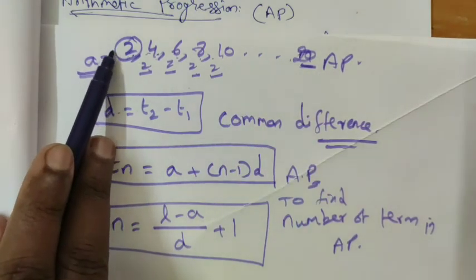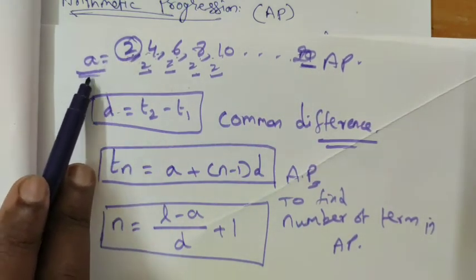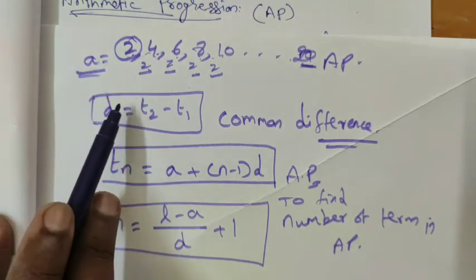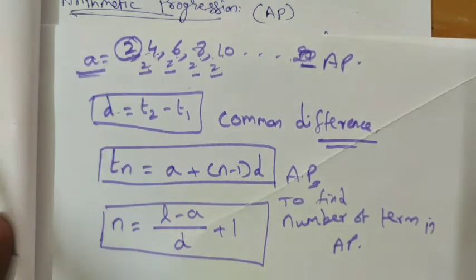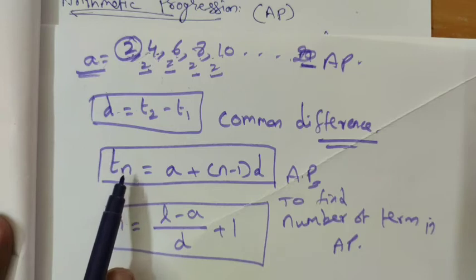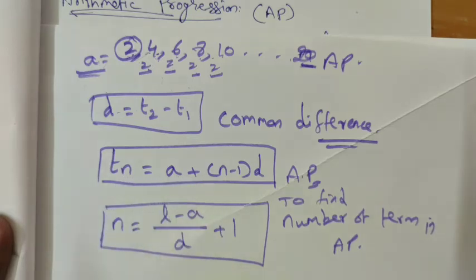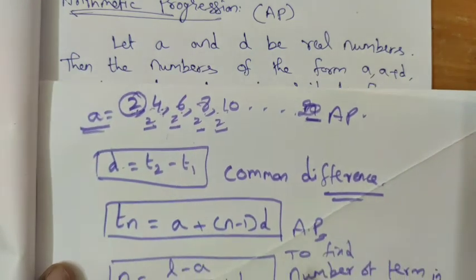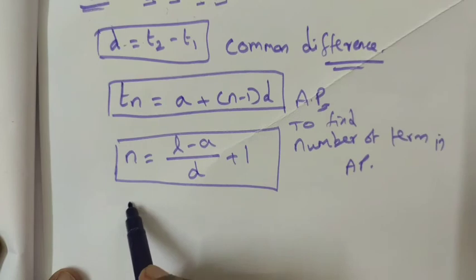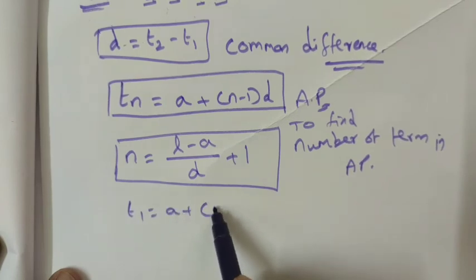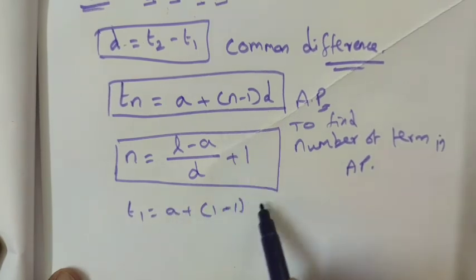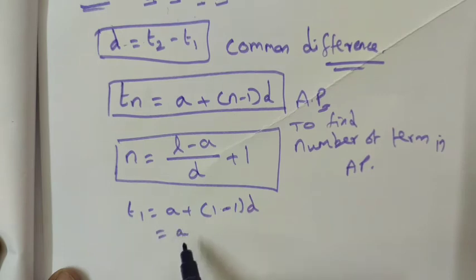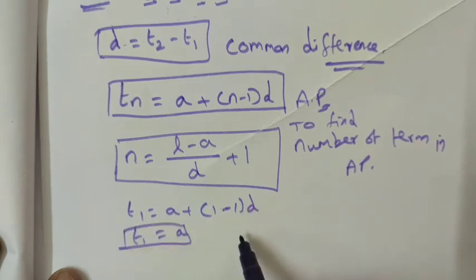The first term is always called A, and D is the common difference, T2 minus T1. The general term of an AP is Tn is equal to A plus (n minus 1) into D. By using this, the terms take the form A, A plus D, A plus 2D. So the first term T1 is equal to A plus (1 minus 1) into D. 1 minus 1 is 0, and 0 into D is 0. So the first term is always A.